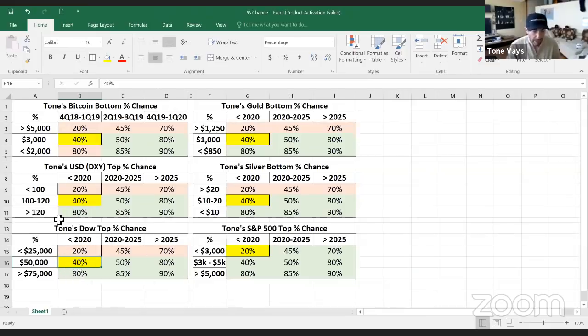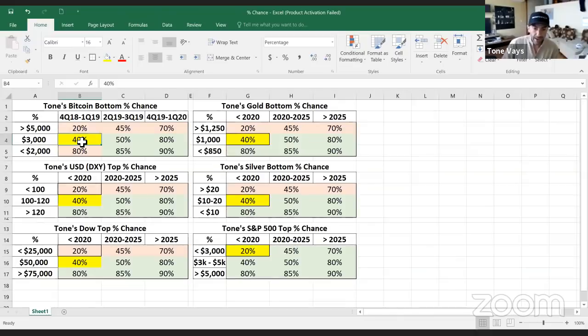average. Now, the probability that the dollar has topped is also less than 40 in my opinion, but it's in the vicinity of 40. The probability that Bitcoin has bottomed is actually greater than 40, but the most reasonable round number is 40. So I'm going to stick with 40, okay?